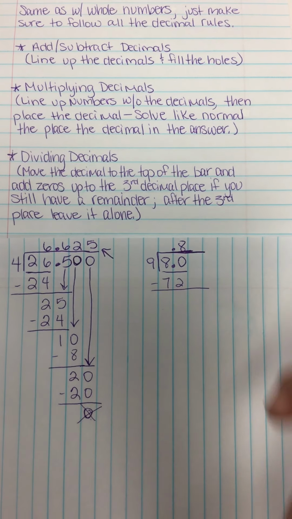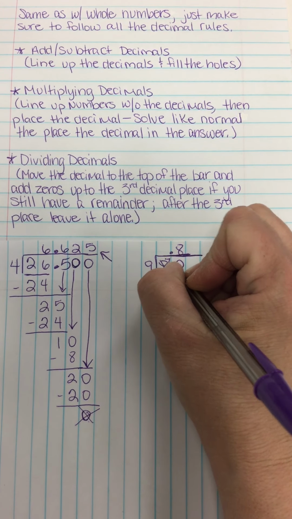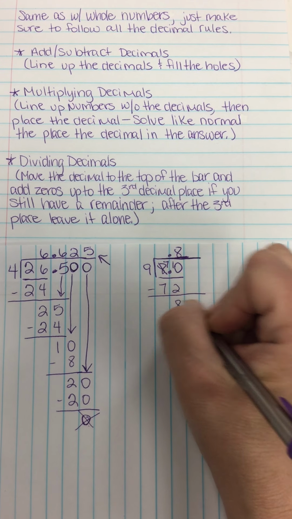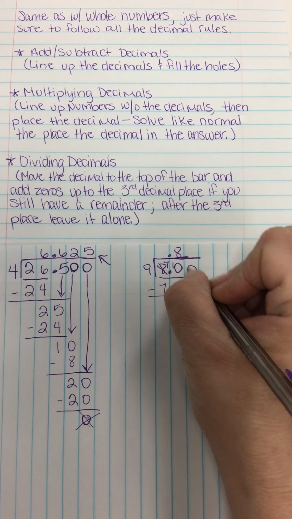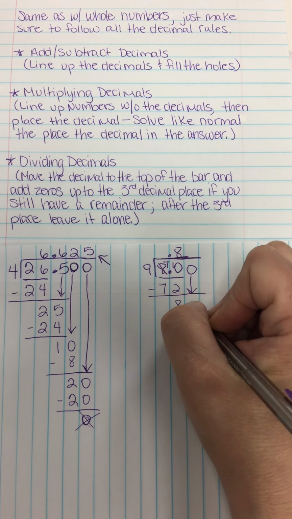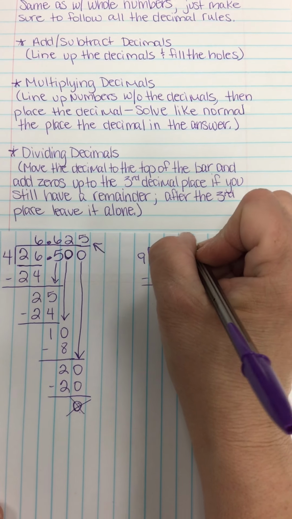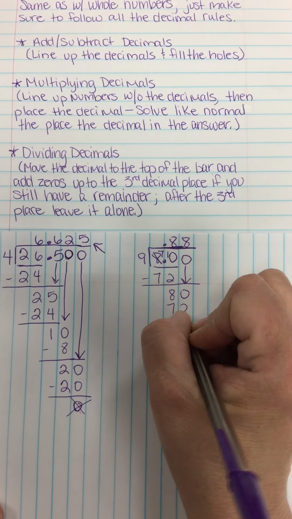Okay, so now we're going to subtract. That becomes a 7, and 0 becomes 10. 10 minus 2 is 8. Okay, we have a remainder, so we're going to add a 0. Bring it down. All right. That's still going to be 8. 9 times 8 is 72.